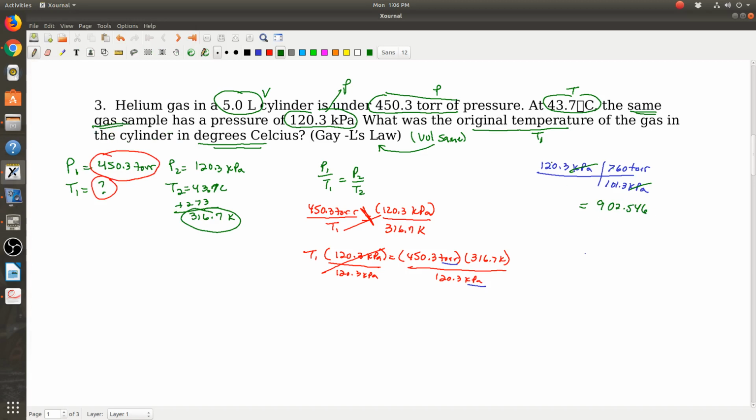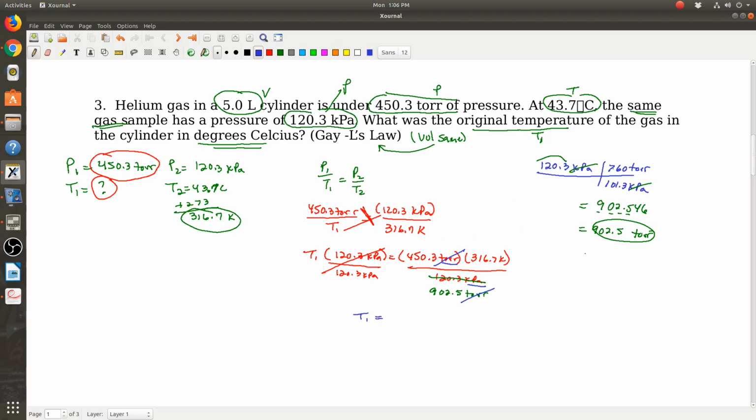902.546. Then there are 4 sig figs, so 1, 2, 3, 4. So 902.5 torr. That's what I need to use. I need to cross that out and use 902.5 torr. Now, because of that, I can cancel out torr and torr, and I can do this math and figure out what T1 is.